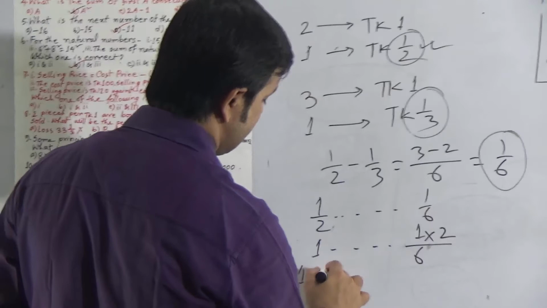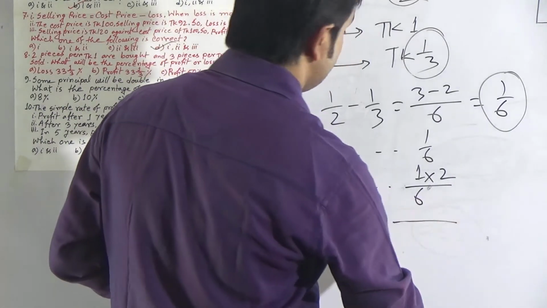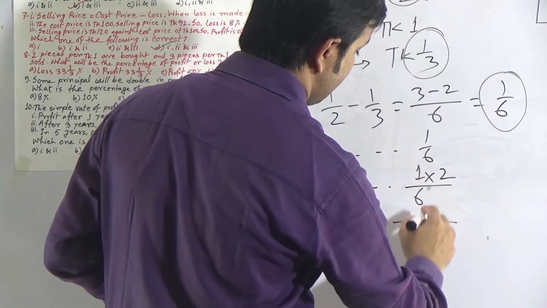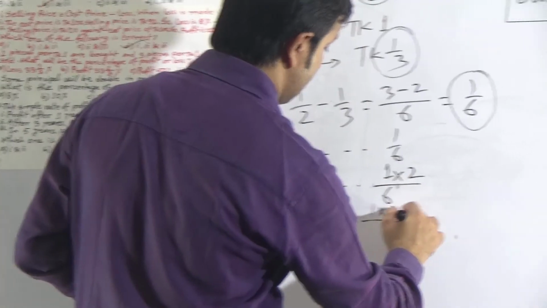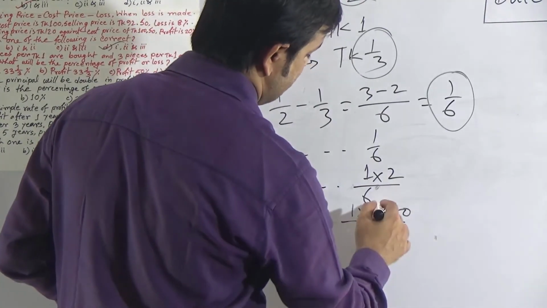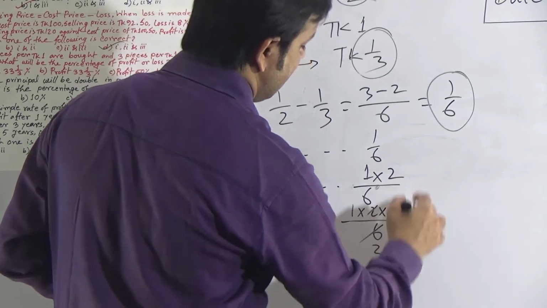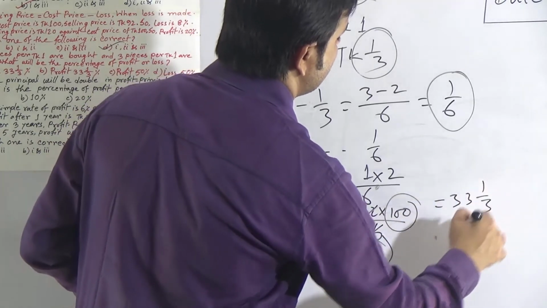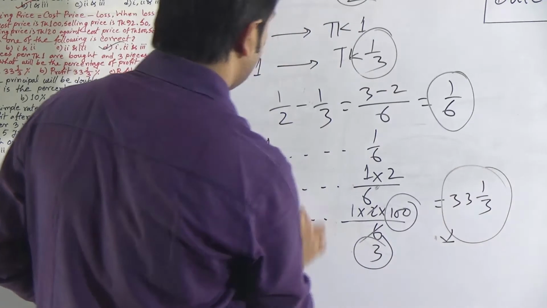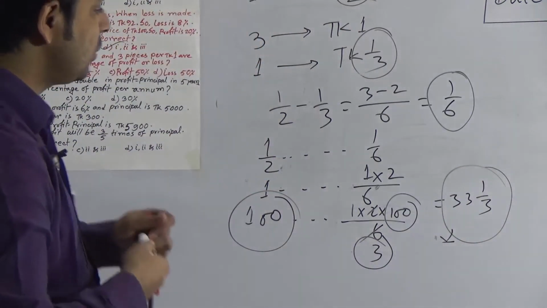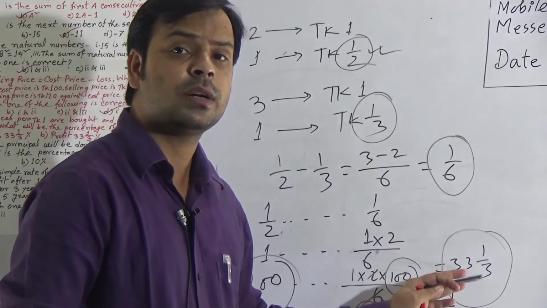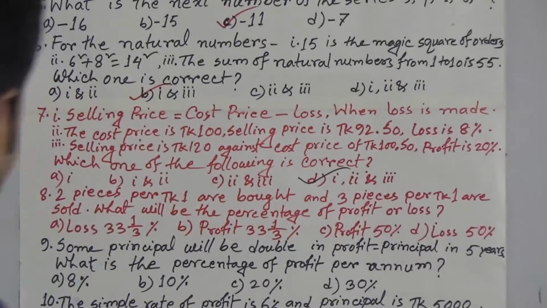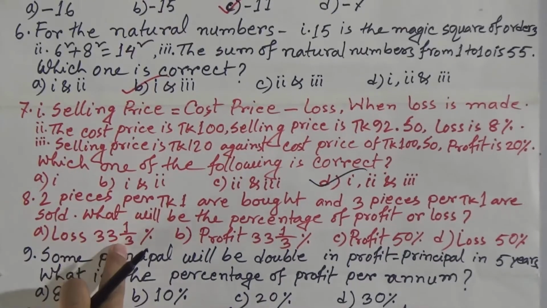Now for the 100 taka cost price, we have to find the profit or loss. Here this is loss, so we can say 1 into 2 multiply by 100 divide by 6. Now we can cut by 2, we will get here 3. If we divide 100 by 3, we will get 33 integer 1 by 3. This is loss for 100 taka. It means that the loss percentage is 33 integer 1 by 3 taka. So we can say our answer for question 8 is here loss 33 integer 1 by 3%.